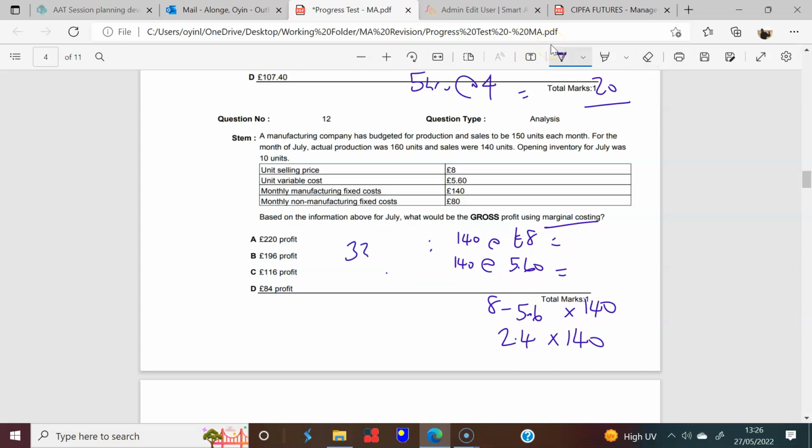Your contribution is 336. The question just wants the gross, so you then take off the monthly manufacturing fixed costs because that's still within what we're dealing with. So the answer here is B. If it was asking for net, then you take off the further amount to get down to C. So the answer here is B.